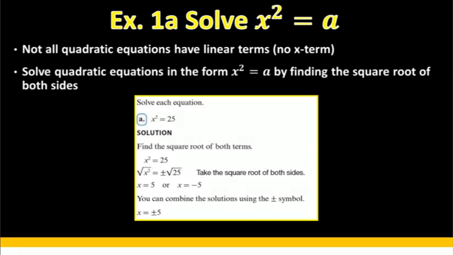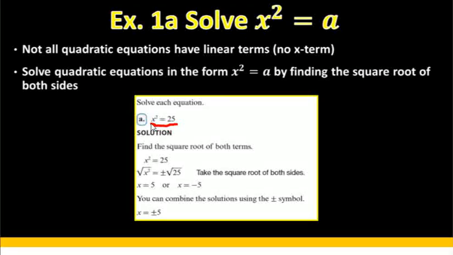Not all quadratic equations have linear terms, which means there is no plain x term in there. So that middle term is missing. So you can solve the quadratic equations in the form of x squared equals a by finding the square root of both sides. So in this example here, you can see x squared equals 25.